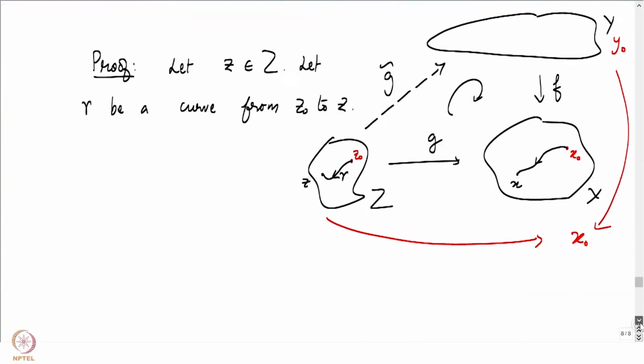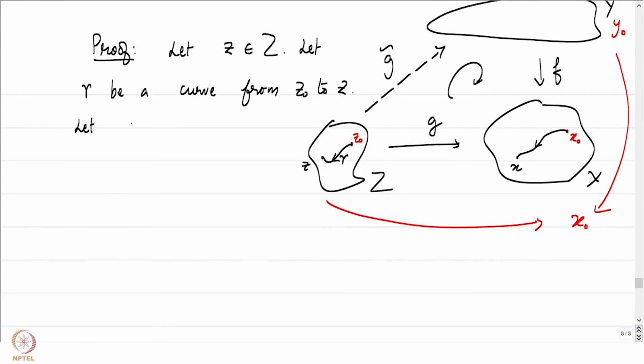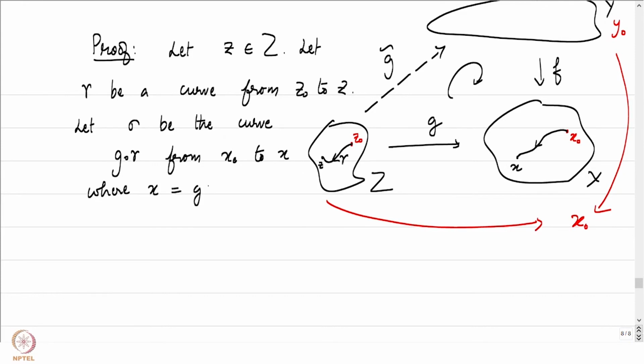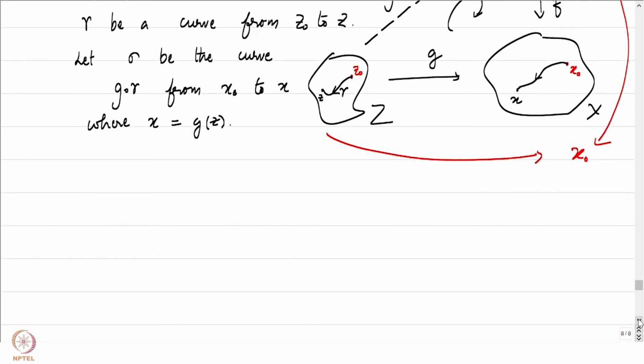Let me just write that down. Let sigma be the curve G composed with gamma from x0 to x, where x is equal to G of Z. Suppose we get hold of a curve like this, sigma. Now, by using the unique lifting property of curves given an initial point, by a previous theorem that we have proved, we can lift our sigma.